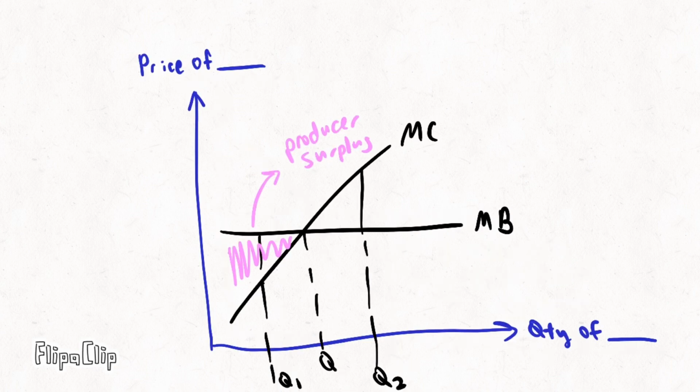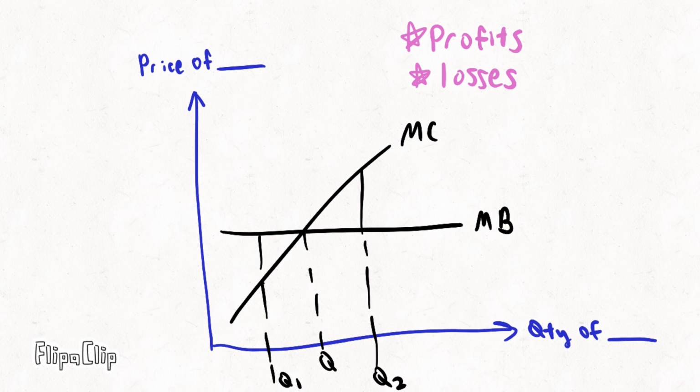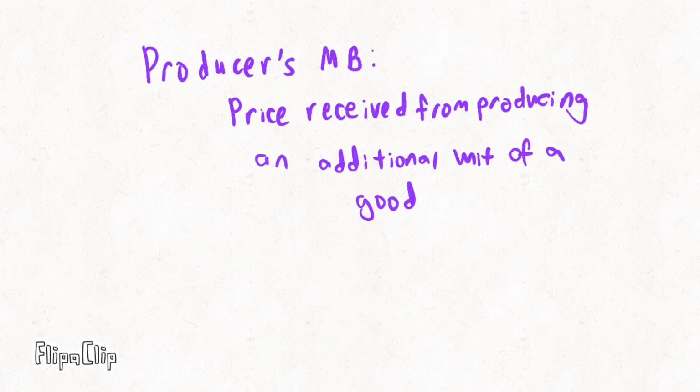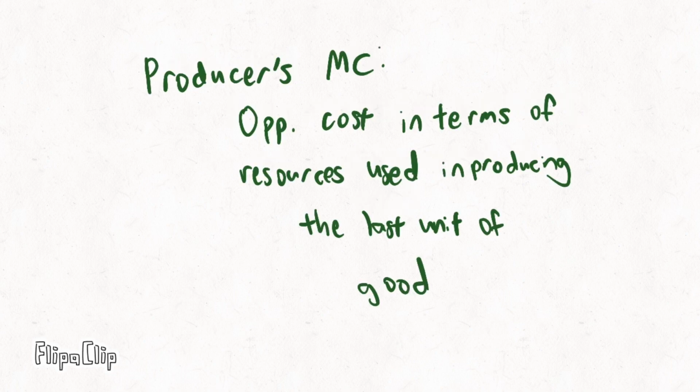Moving on, this is a similar curve for producers. The same concepts apply except with profits and losses instead. For producers, marginal benefit is the price received from producing an additional unit of a good, while marginal cost is the opportunity cost in terms of resources used in producing the last unit of the good.